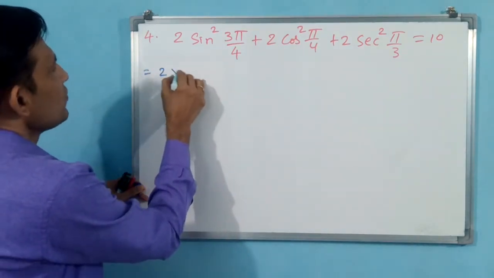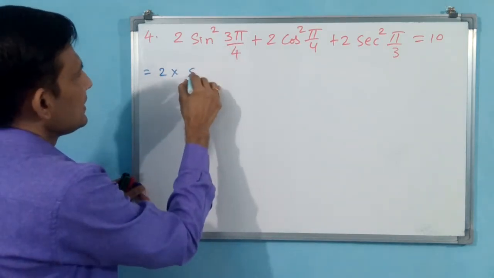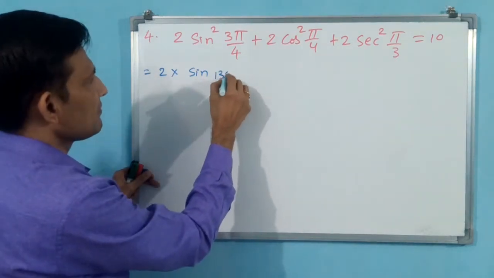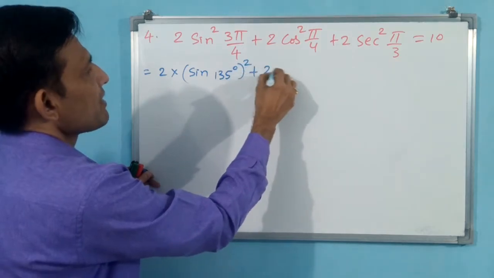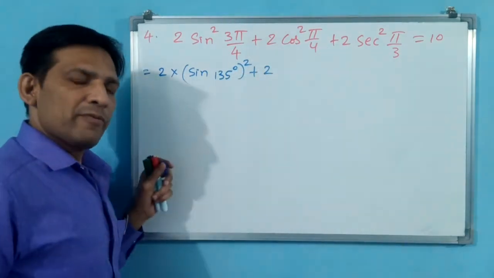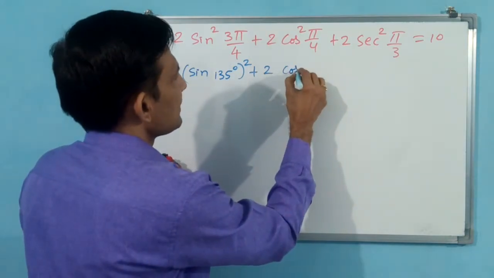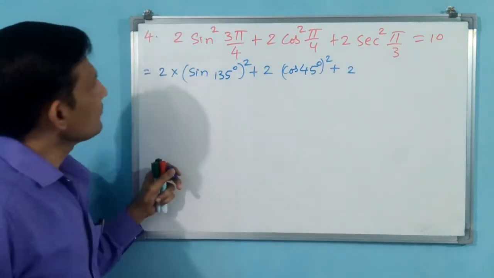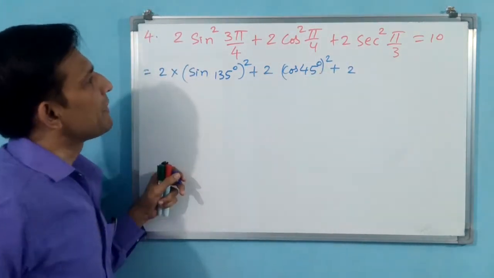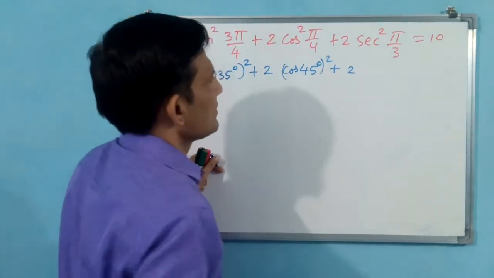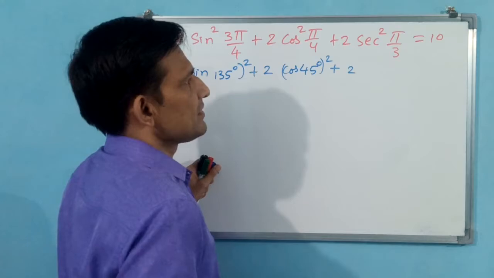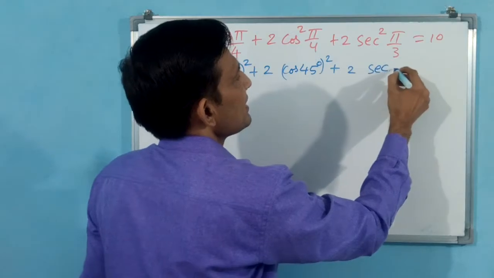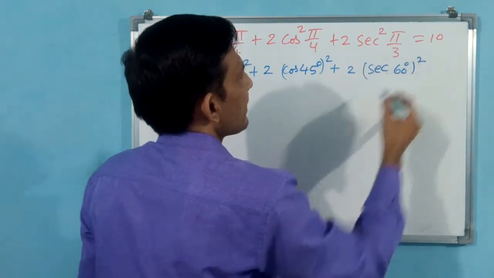Okay, LHS is equal to 2 into sin 135, pi by 4 into 3, 45 into 3, 135. Directly I am writing 135 degrees whole square plus 2 cos pi by 4, 45 only, cos 45 square plus 2 secant. I think we can keep 2 common, let it be. Anyway we are going to solve this easily, that means this is not that much complex. Pi by 3, 60 degrees, secant 60 degree square.